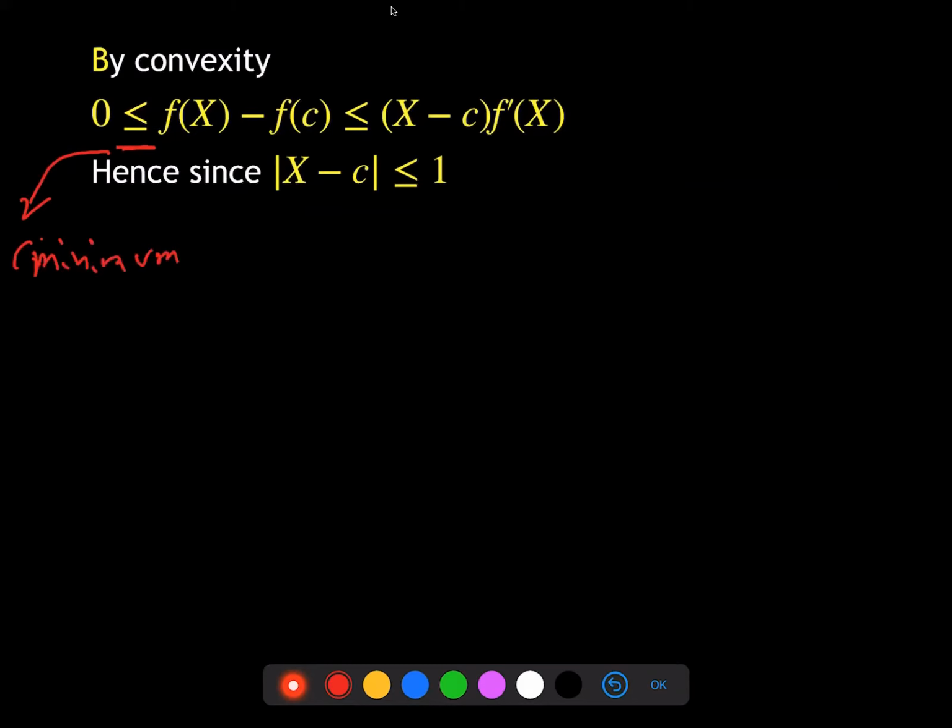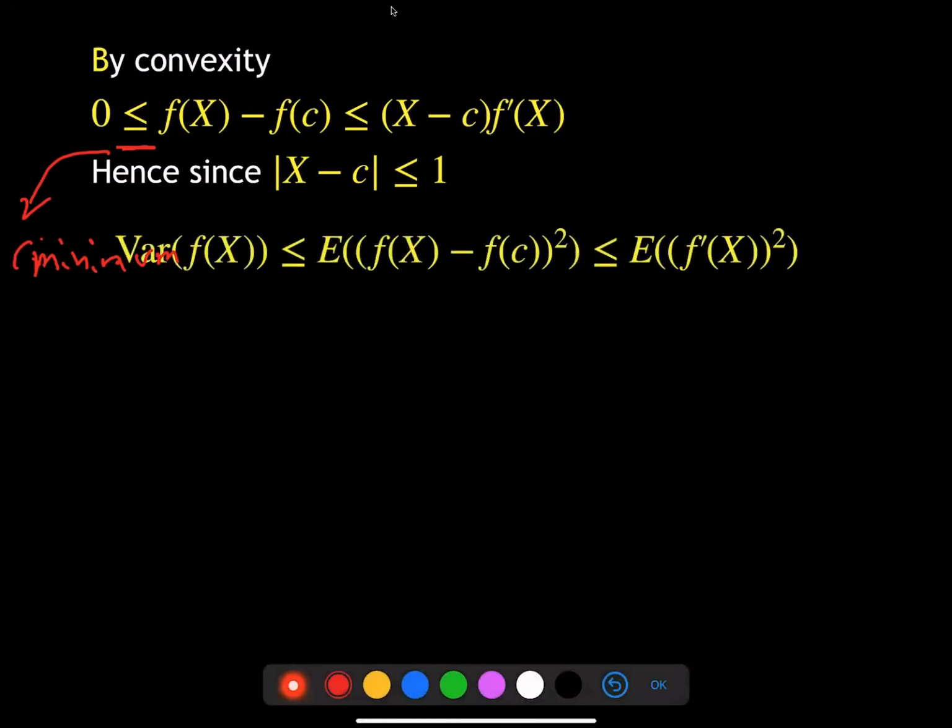And therefore, since x minus c is less than 1 in absolute value, then you get that the variance of the function f of x is less than the expectation of f of x minus a constant. Yeah, monsieur, pourquoi x moins c est inférieur ou égal à 1 en valeur absolue?